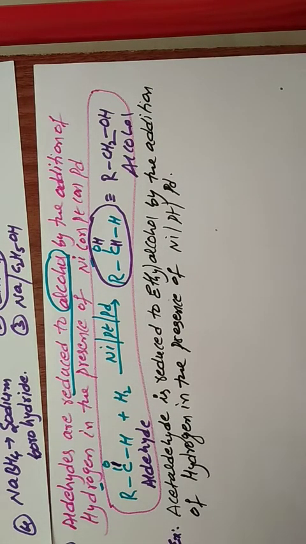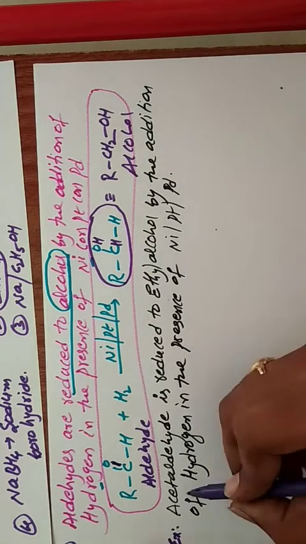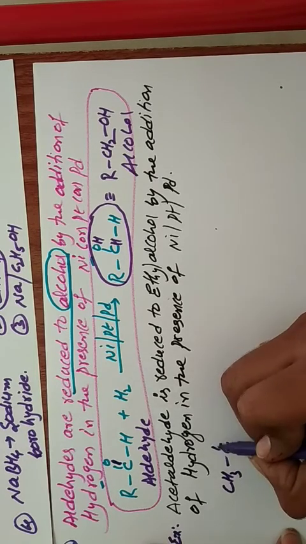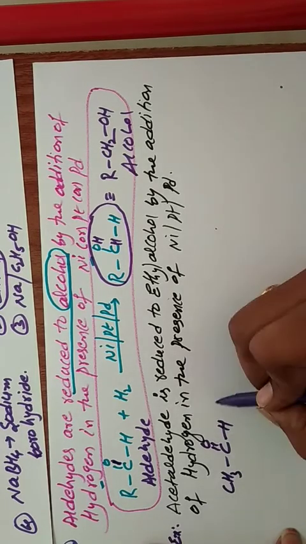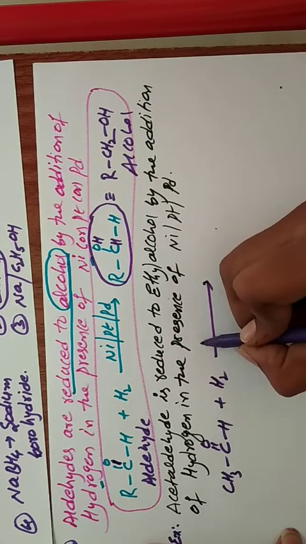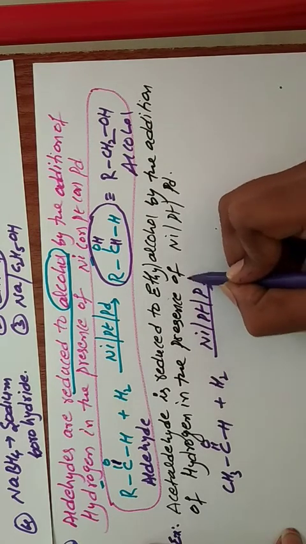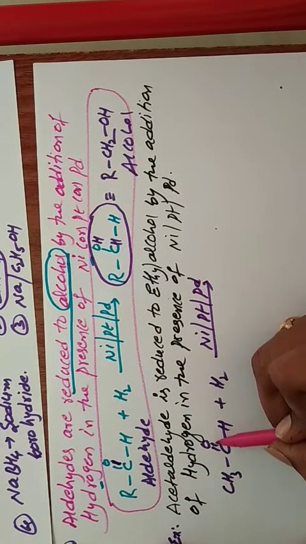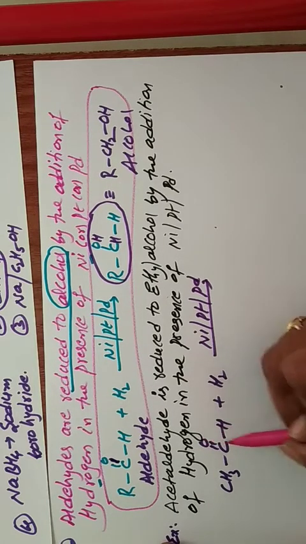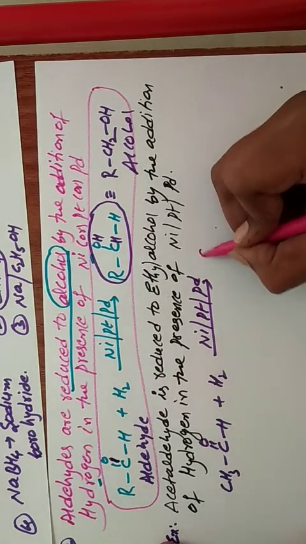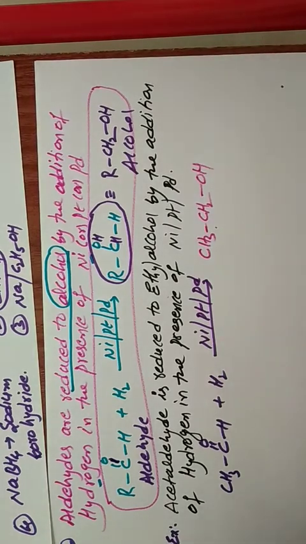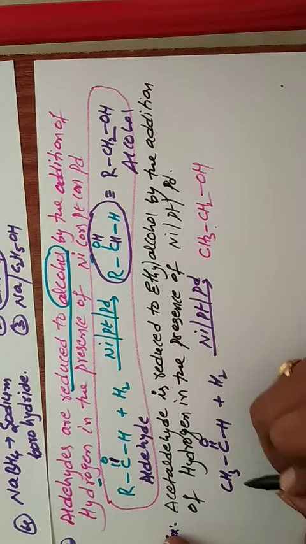So now we will write the reaction. Acetaldehyde: what is the formula for acetaldehyde? CH3CHO, open structure C double bond O bond H. It interacts with hydrogen in the presence of nickel or platinum or palladium. So how to write the product? Just remove the pi bond. One hydrogen atom is attached to oxygen, another hydrogen atom is attached to carbon. What we get is CH3CH2OH. So this is the reaction. In this reaction, this is the acetaldehyde.